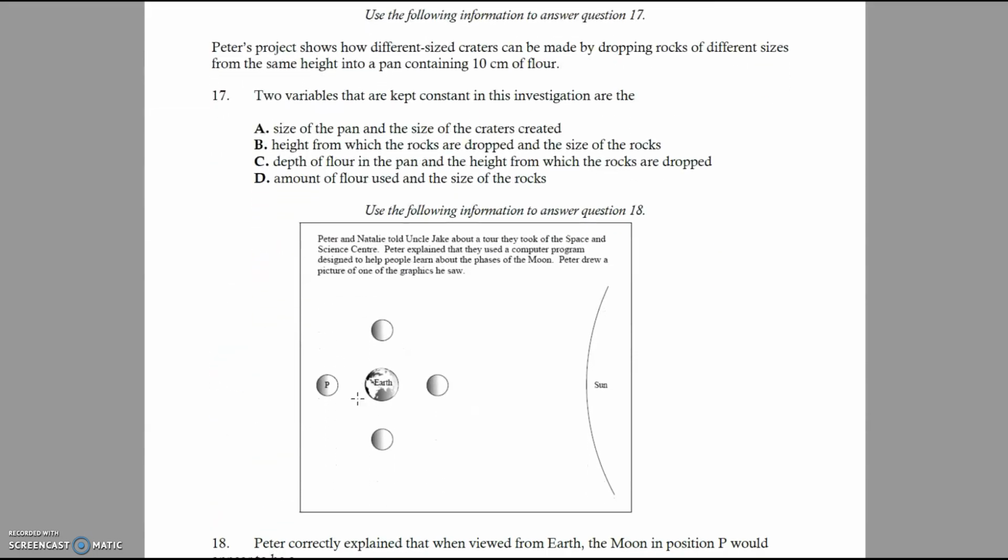Use the following information to answer question 17. Peter's project shows how different sized craters can be made by dropping rocks of different sizes from the same height into a pan containing 10 centimeters of flour. Two variables that are kept constant in this investigation are the A, size of the pan and the size of the craters created, B, the height from which the rocks are dropped and the size of the rocks, C, the depth of flour in the pan and the height from which the rocks are dropped, or D, the amount of flour used and the size of the rocks.